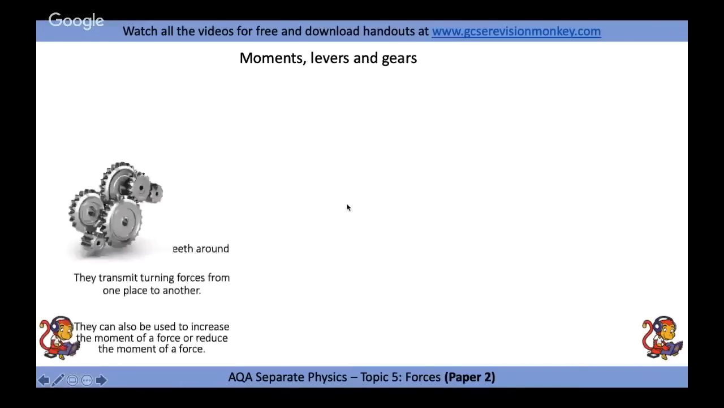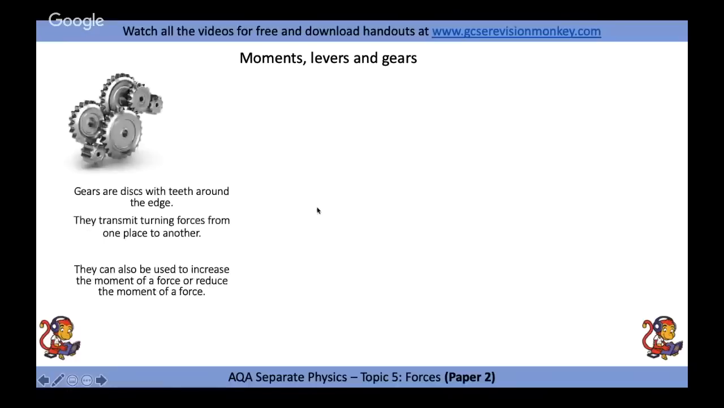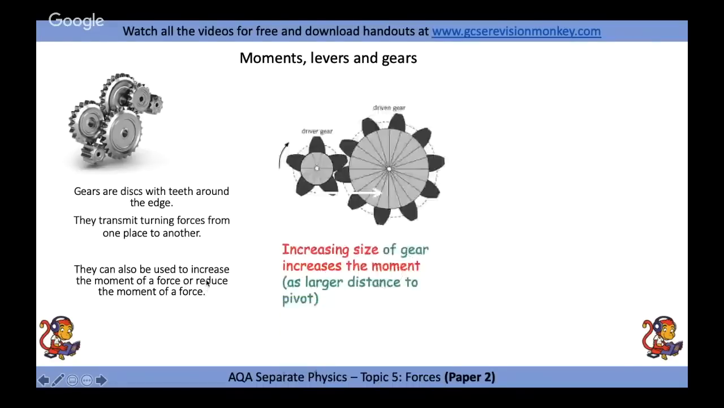Okay, so gears now. Gears is a really small topic, but well worth knowing, including how they increase force. Gears are just discs with teeth around the edge, and they transmit a turning force from one place to the other. You've got them on a bicycle. They can also be used to increase the moment of a force or reduce the moment of a force.